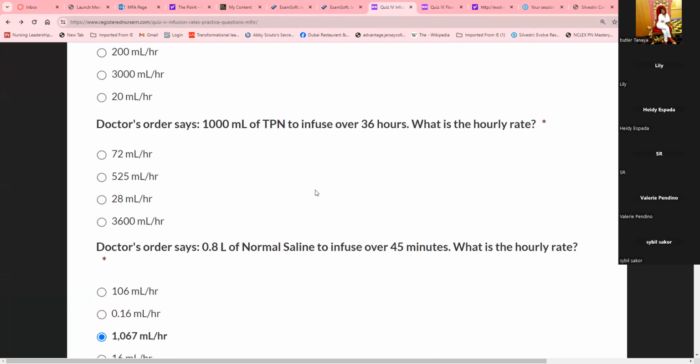So like this one right here, you can calculate this. Doctor's order, Ms. Loesch: 0.8 liters of normal saline to infuse over 45 minutes. What's the hourly rate? Can you please go over that? Okay. For these, you need volume over time, and your time needs to be in hours, or you have to convert it to hours. Our volume here is 0.8 liters. We're going to have to convert that to milliliters. And our time is 45 minutes.